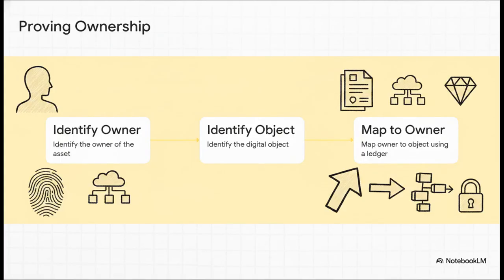To stop this kind of digital counterfeiting dead in its tracks, we have to undeniably prove ownership. Drescher outlines these 3 foundational steps to do just that. Step 1. Identify the owner. Step 2. Identify the object. And step 3, map the owner to the object using a ledger. By doing this, we're essentially creating this unchangeable digital witness that securely links a person directly to their property.